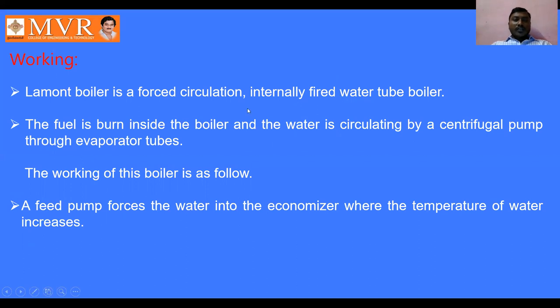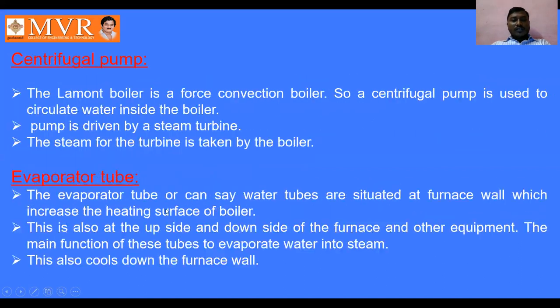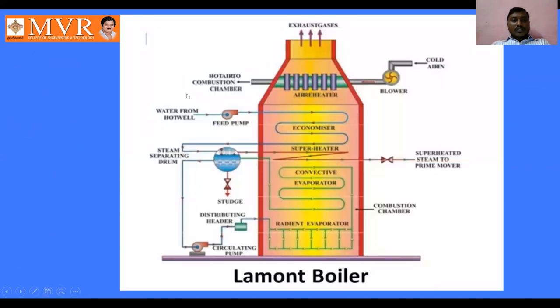itself. The fuel is burned inside the boiler and the water is circulating by a centrifugal pump through evaporator tubes. In the tubes, the water is going to be circulated here. The working of this boiler is as follows. A feed pump forces the water into the economizer where the temperature of water increases. See here, you can observe this. Here, the feed water is going to be sent into the economizer where the temperature of the water is going to increase here.